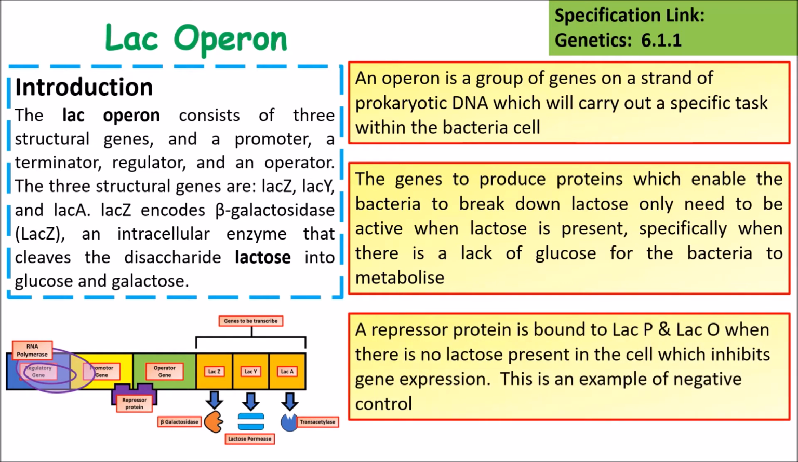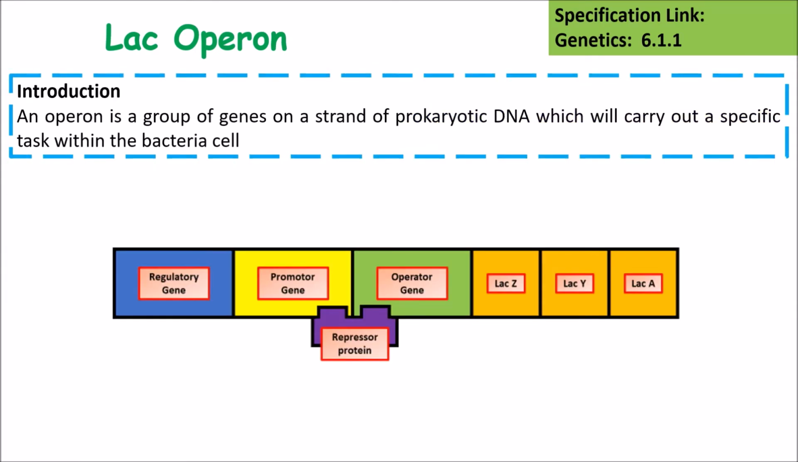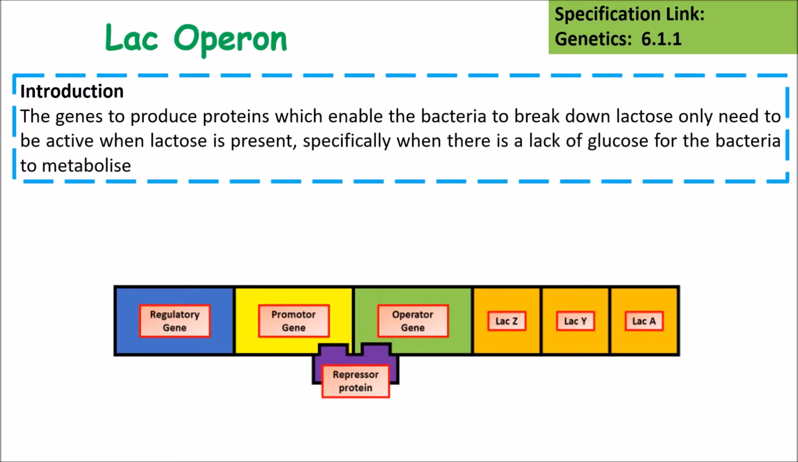The repressor protein is bound to Lac P and Lac O when there is no lactose present in the cell, which inhibits gene expression. So this is an example of negative control. An operator, like we just said, is a group of genes on a strand of prokaryotic DNA that carry out a specific task within bacteria.